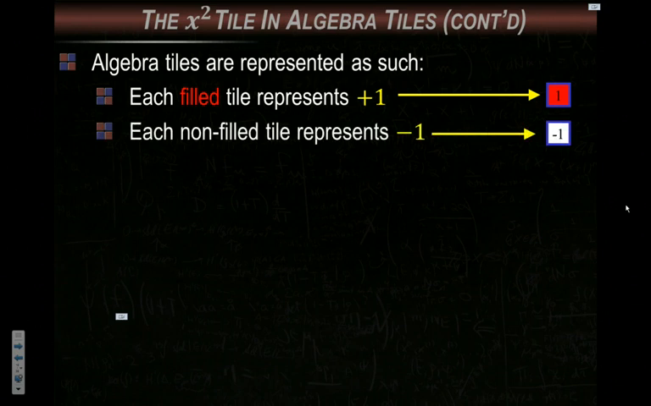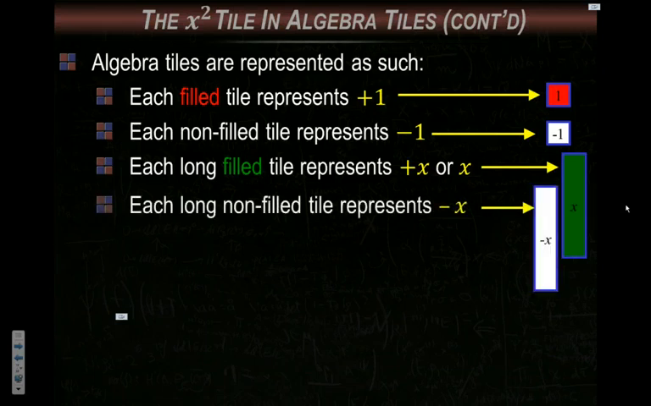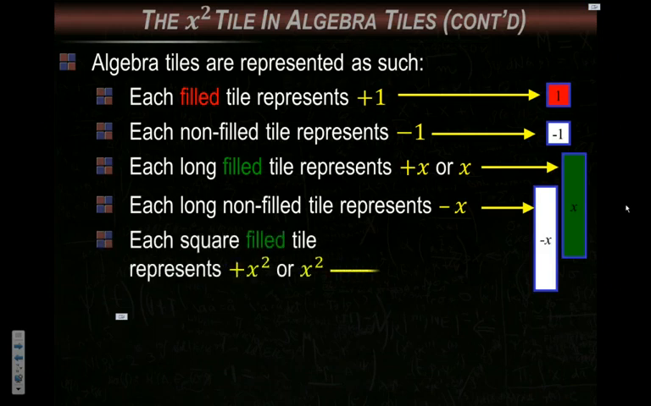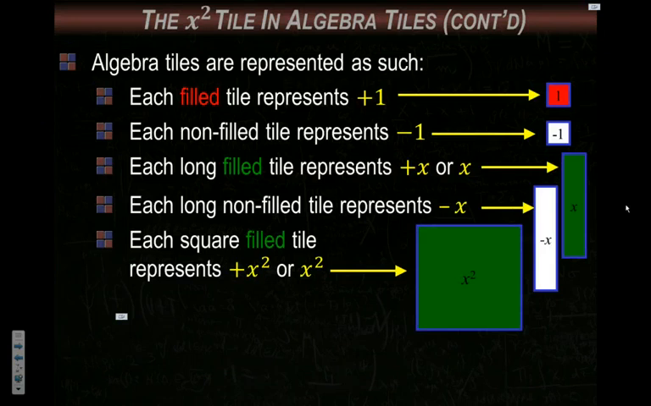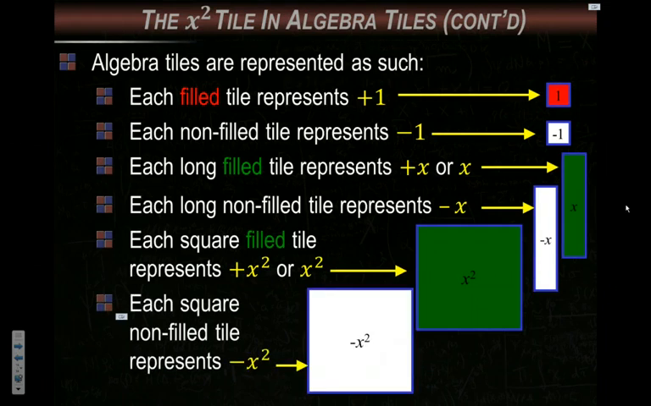A non-filled-in tile is a negative 1. A filled-in long tile represents an x. A not filled-in long tile represents a negative x. But here's the two tiles that maybe you haven't encountered yet so far. The x squared tile is a large square filled in, and the negative x squared tile is a large not filled in tile.